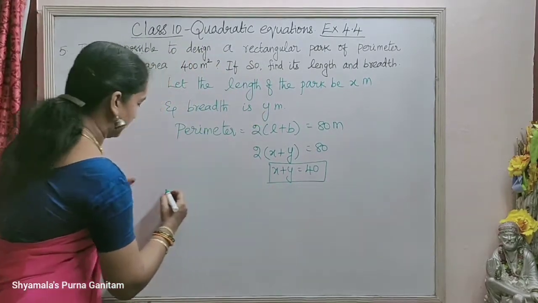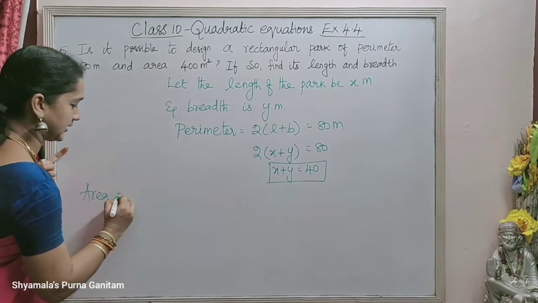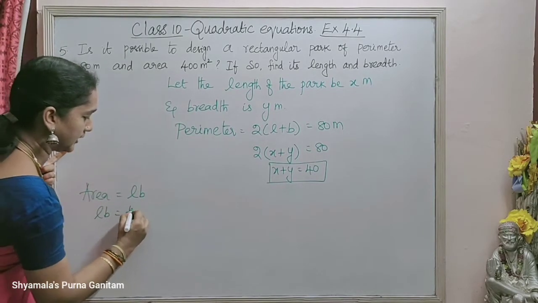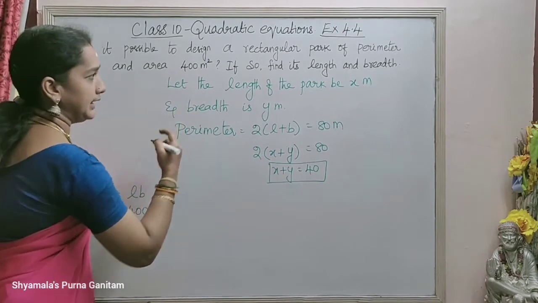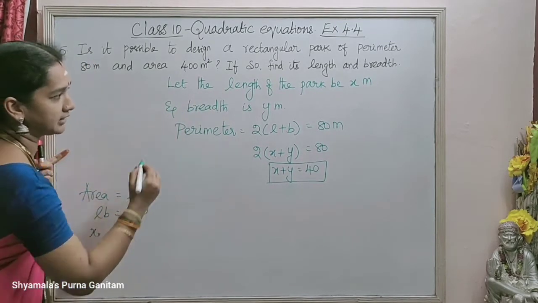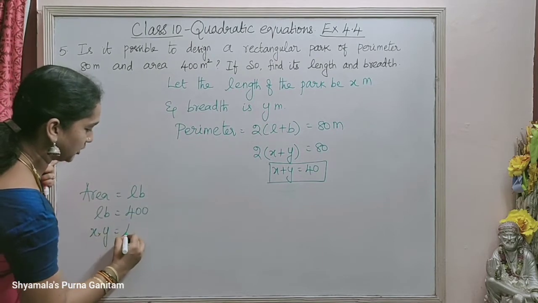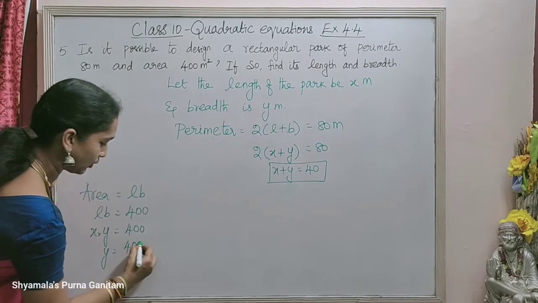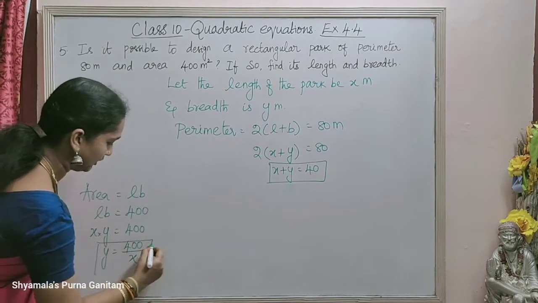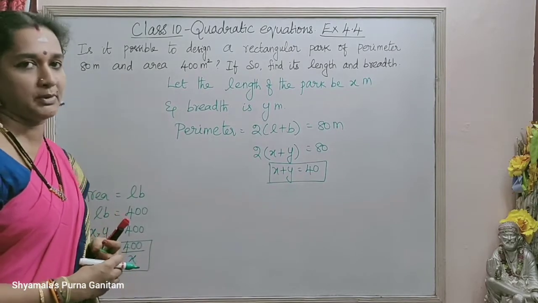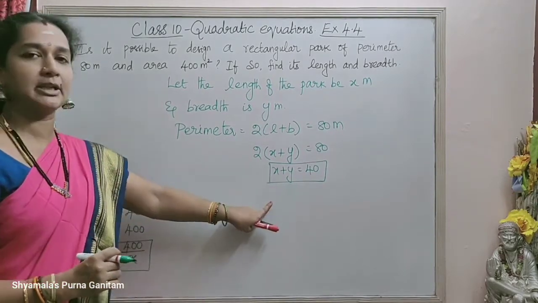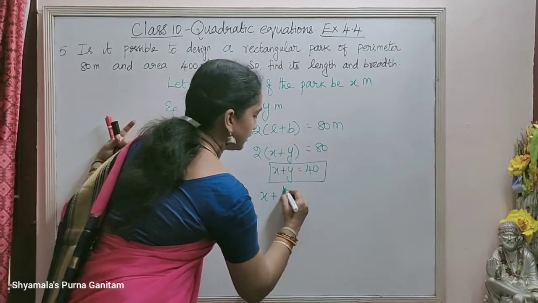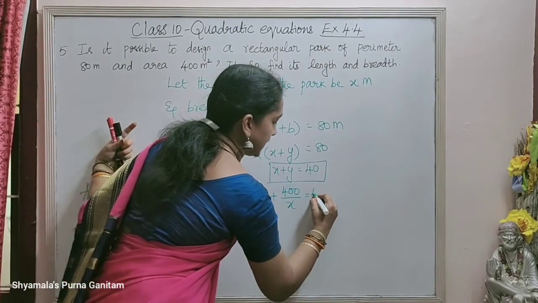Then we will take area. Area is equal to L times B, which is given as 400 square meters. L is x meters and breadth is y meters, so x into y is equal to 400. Here we can take y is equal to 400 by x. That y value we will substitute here, so x plus 400 by x is equal to 40.